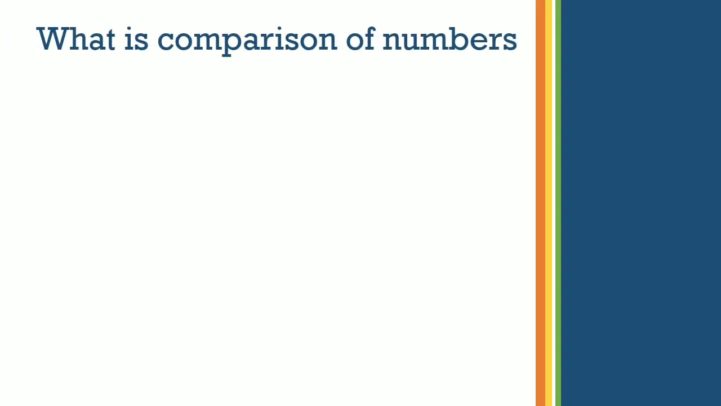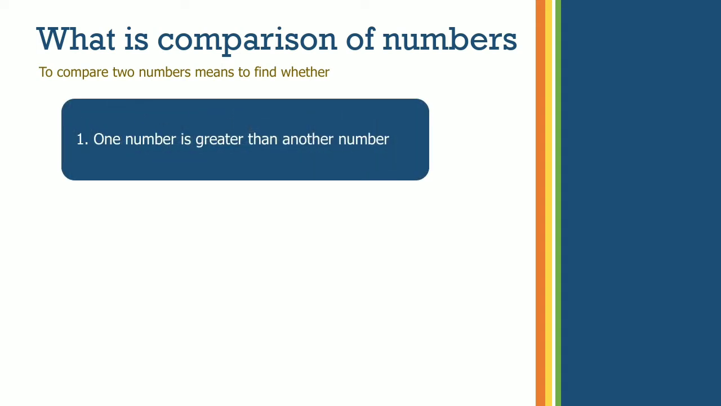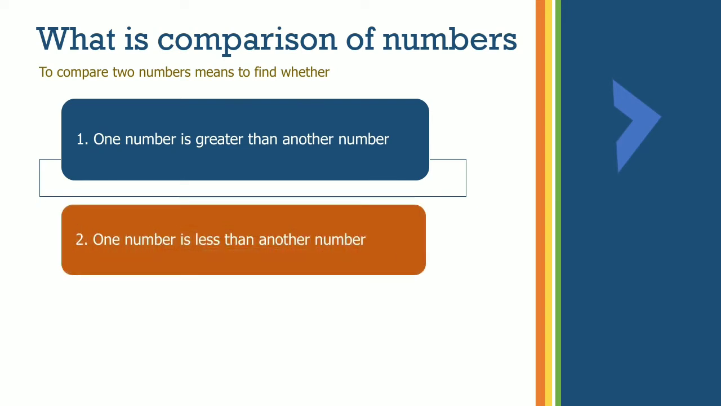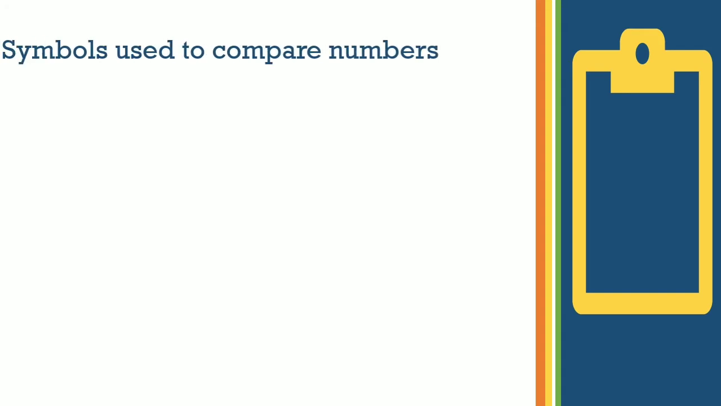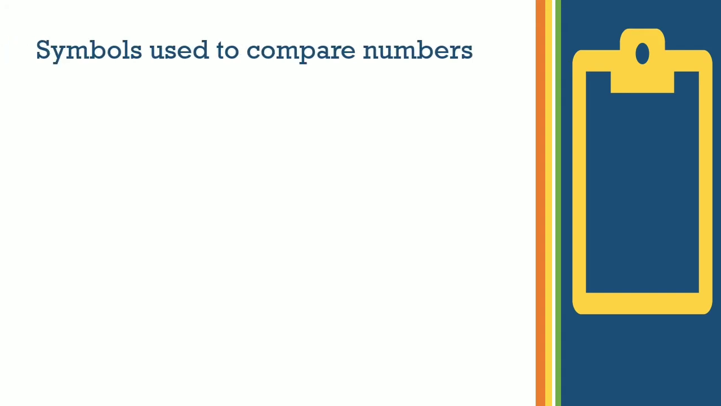What is comparison of numbers? To compare two numbers means to find whether one number is greater than another number. This is the greater than sign. One number is less than another number. This is the less than sign. Or one number is equal to another number. This is the equal to sign. Symbols used to compare numbers.